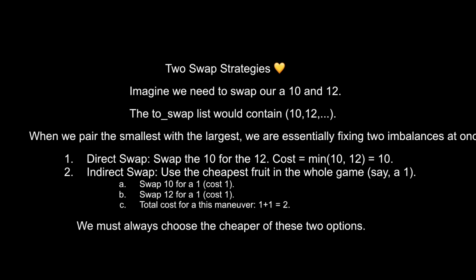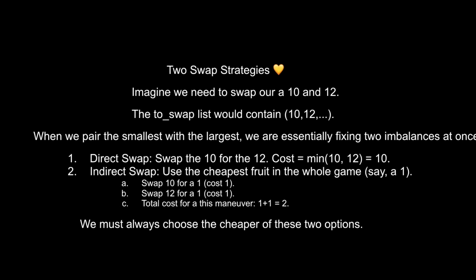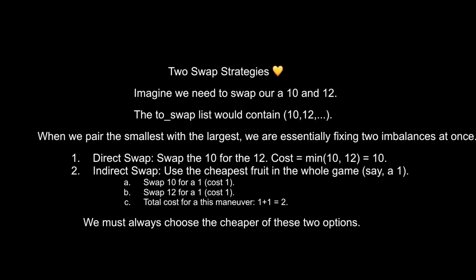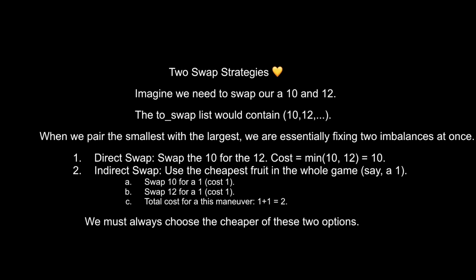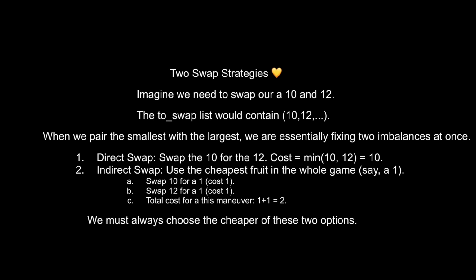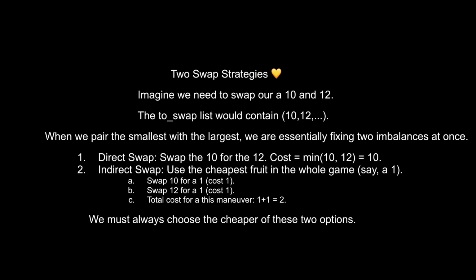But there's a second, sneakier option. What if the cheapest fruit in the entire game costs 1? We could use that cheap fruit as a middleman. We could swap the 10 for a 1, which costs 1, and then swap the 12 for a 1, which also costs 1. The total cost of this indirect route is just 2. We always have to pick the cheaper of these 2 strategies.